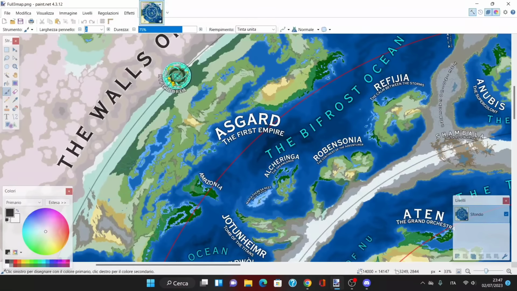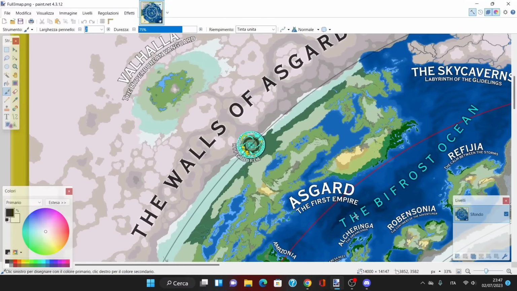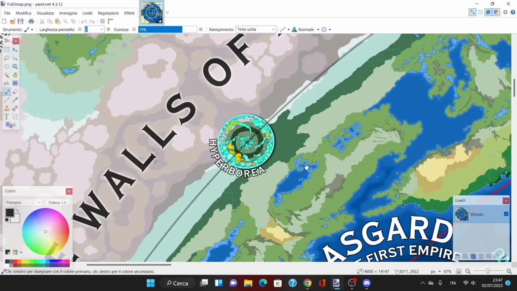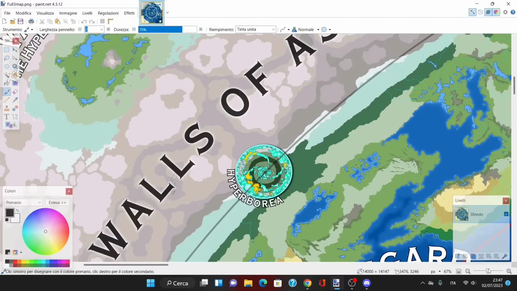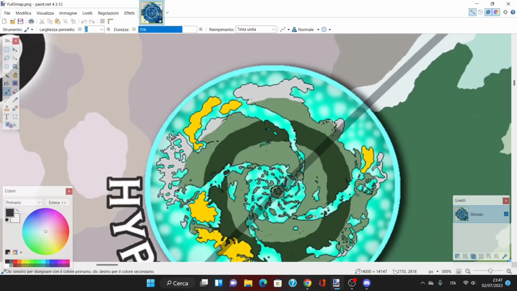But the Asgard Empire, the first empire, so the people of this first empire, of course, come from Hyperborea. But in this case, Hyperborea is the land that is between the Walls of Asgard and Asgard. So this one. As you can see, Hyperborea is in the formation of a circle. It is relied upon mostly like kind of Atlantis.